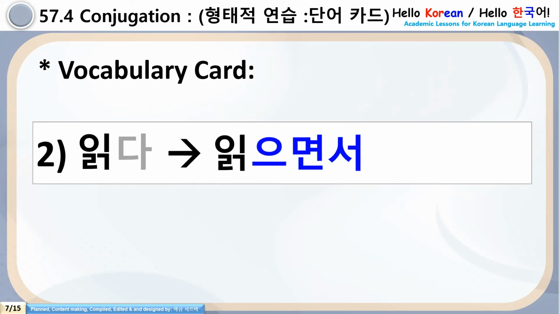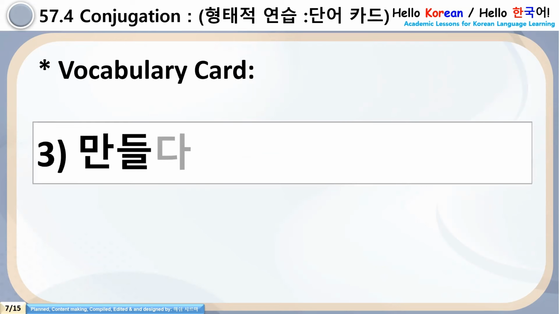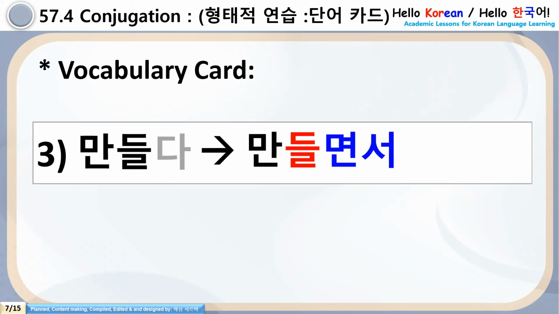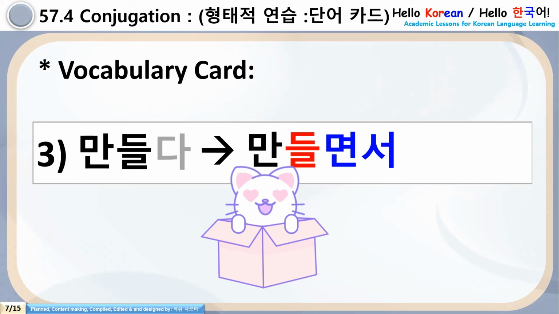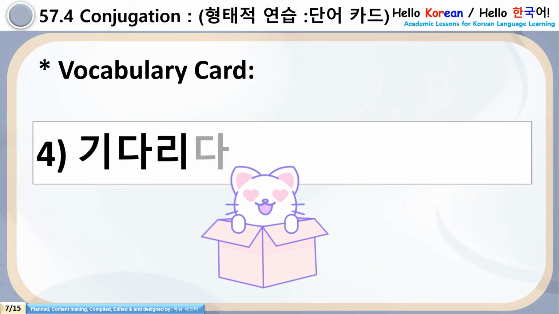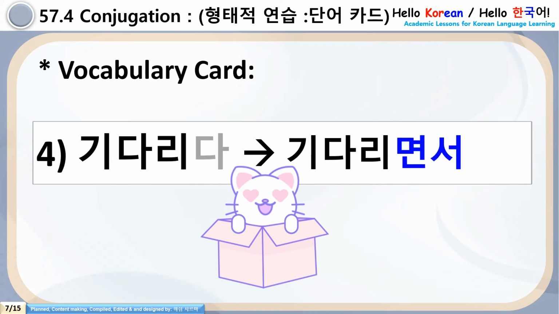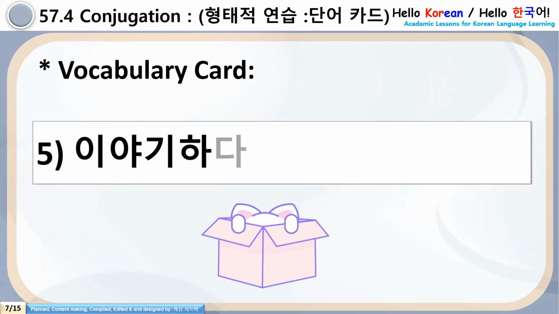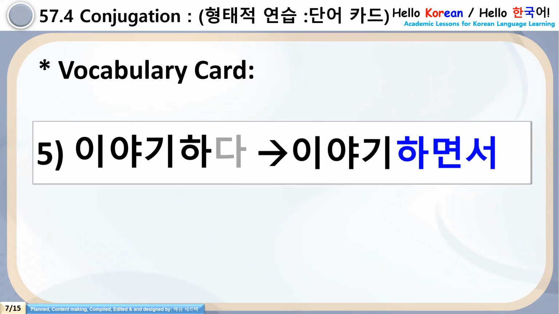Number 2, 읽다, 읽으면서. Number 3, 만들다. Yes, 여러분, tell me the answer. 만들면서. 네, 만들면서. 잘했습니다, 여러분. 감사합니다. Number 4, 기다리다, 기다리면서. Number 5, 이야기하다, 이야기하면서. So now we hope the conjugation part is clear to all of you.